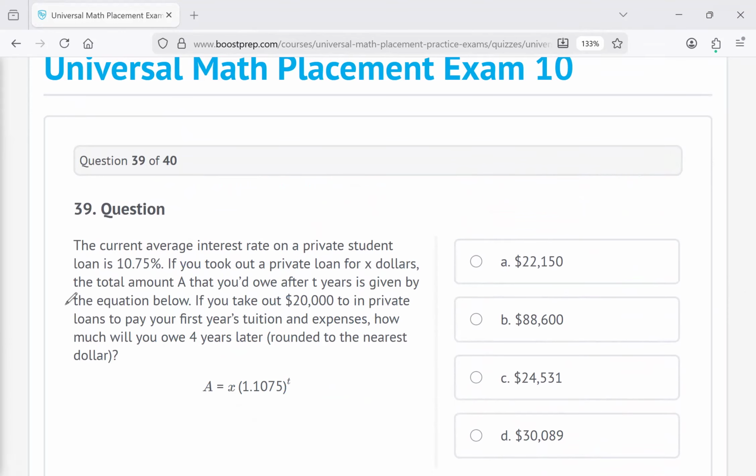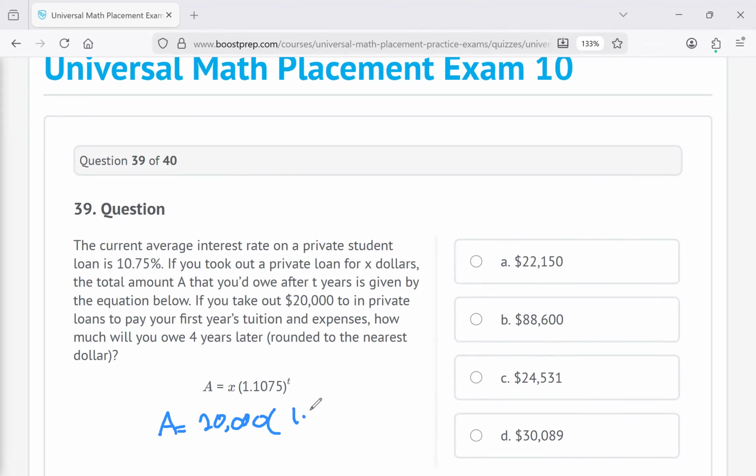Number 39. The current average interest rate on a private student loan is 10.75%. If you took out a private loan for X dollars, the total amount A that you owe after T years is given by the equation below. If you take out 20,000 in private loans to pay first year tuition expenses, how much will you owe 4 years later, rounded to the nearest dollar? So they give you the equation. X is how much you borrow, so 20,000.